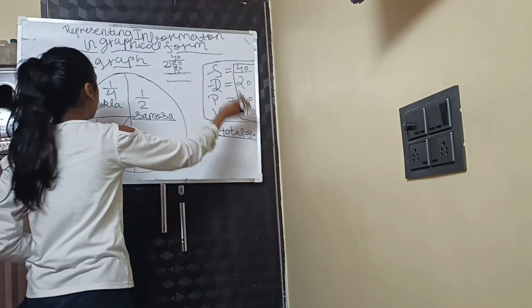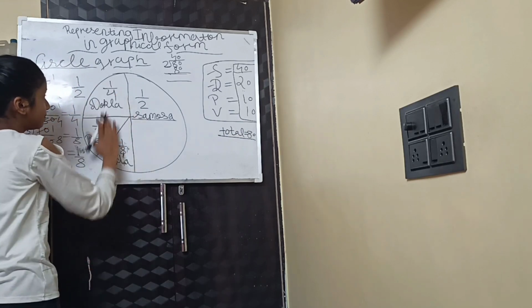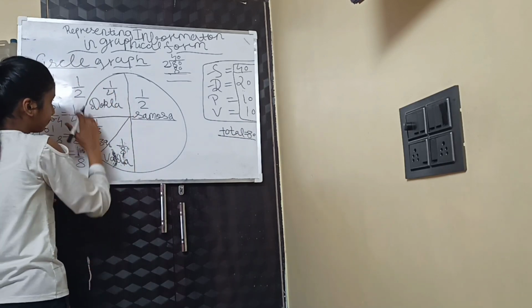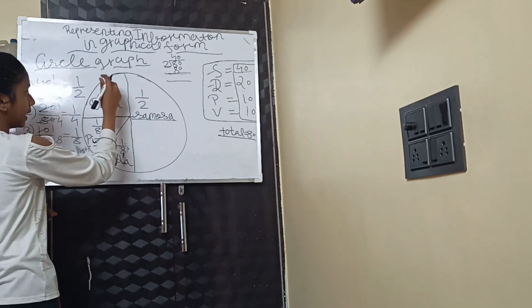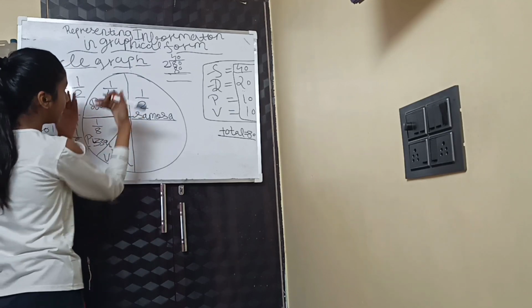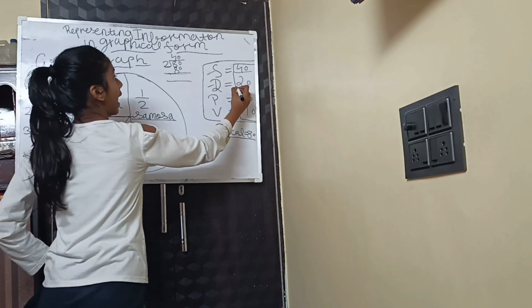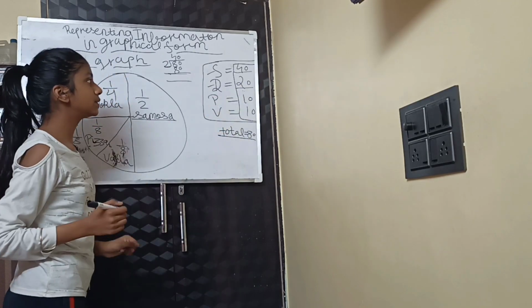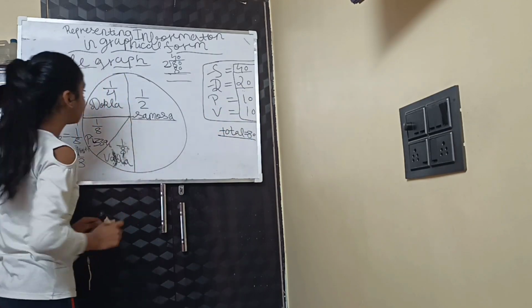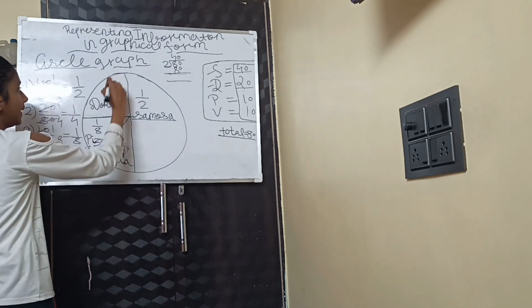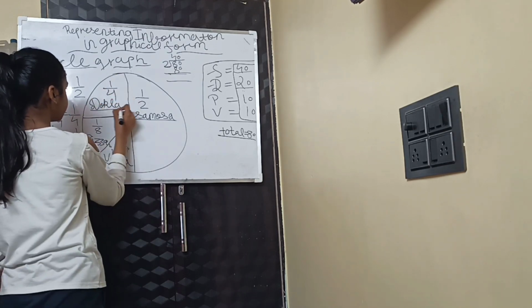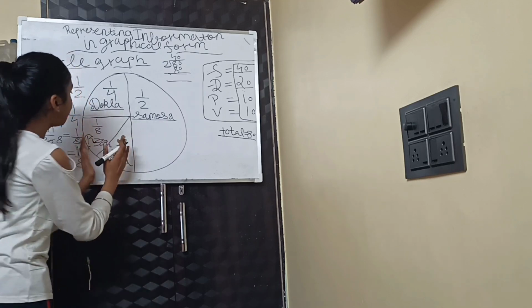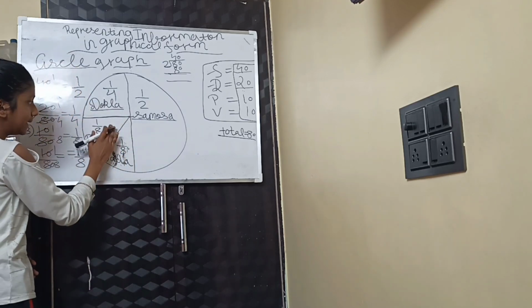Now the turn comes of dhokla. Dhokla is 20. This part is the whole 40. When we divide this part, this becomes 20 and this part becomes 20. And here 20 students voted for dhokla. So 1 upon 4 is equal to dhokla. We have written it. Now this whole part is 20.